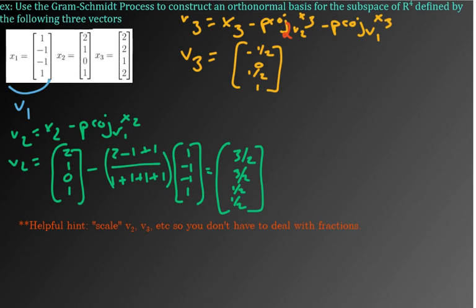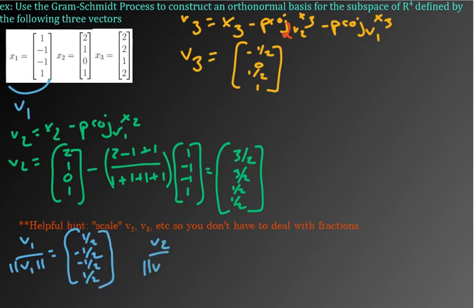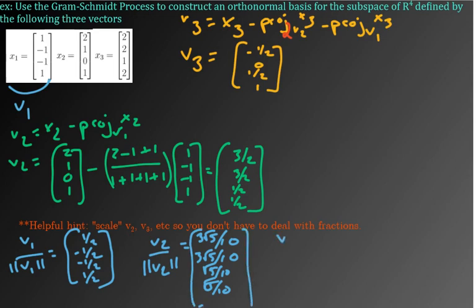But if we want an orthonormal basis, we're going to need to normalize all of them. But that's really nice. You can just do that at the end. You can do V1 over the magnitude of V1, and in that case, this one would be 1/2, -1/2, -1/2, 1/2. And then you could do V2 over the magnitude of V2, and that is going to be 3 root 5 over 10, 3 root 5 over 10, root 5 over 10, and root 5 over 10. And then last but not least, just do V3 over the magnitude of V3, and you would get root 6 over 6, 0, root 6 over 6 again, and then this is negative, and then root 6 over 3.